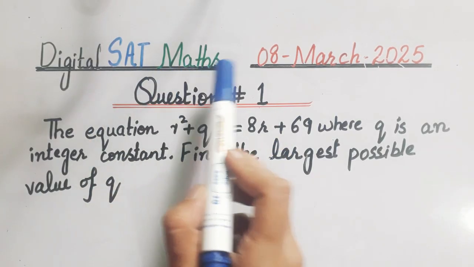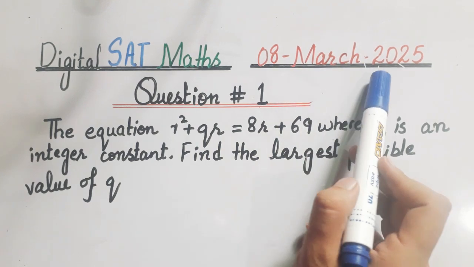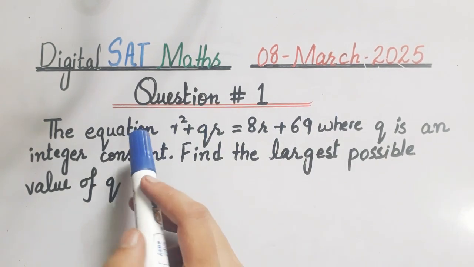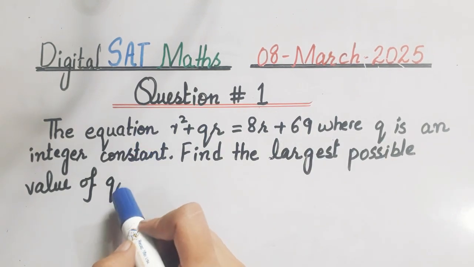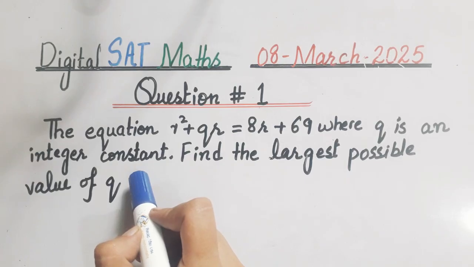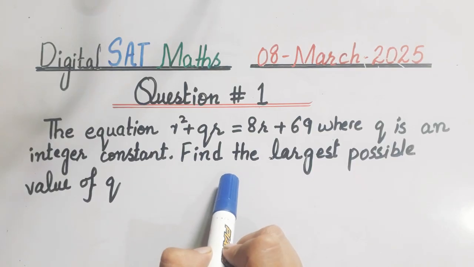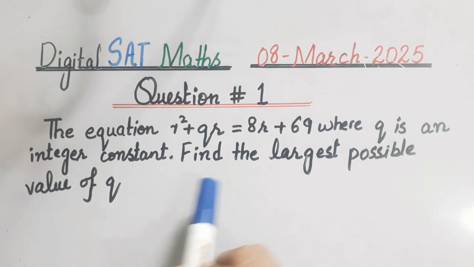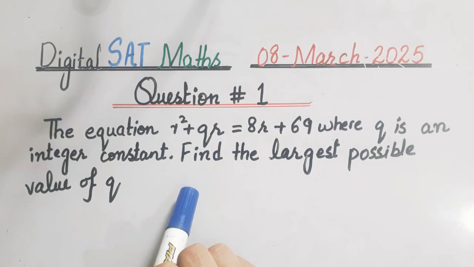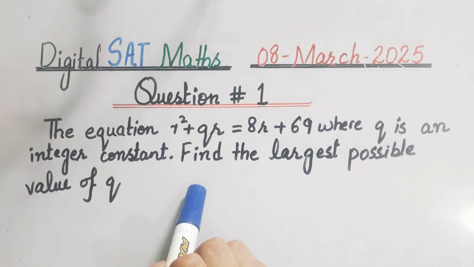Digital SAT math on 8 March 2025 was full of surprises: tricky word problems, algebra traps, and time pressure. But don't worry. In this video, I am solving every question step by step with smart shortcuts you can use on test day. Stay tuned because at the end, I will reveal 3 secret strategies that top scorers use to hit 750 plus.